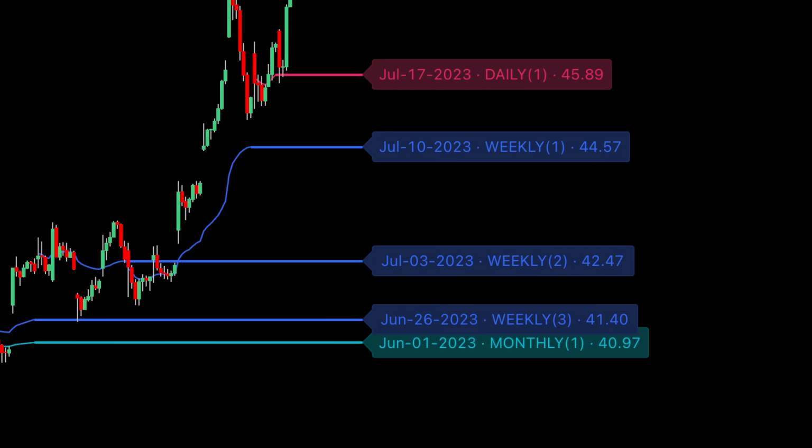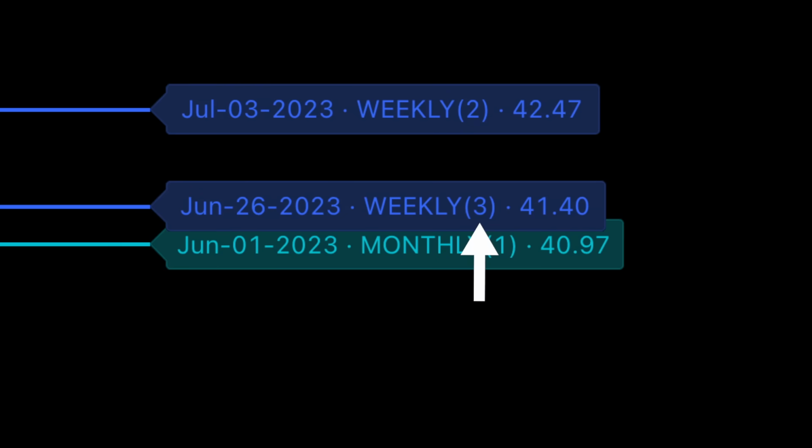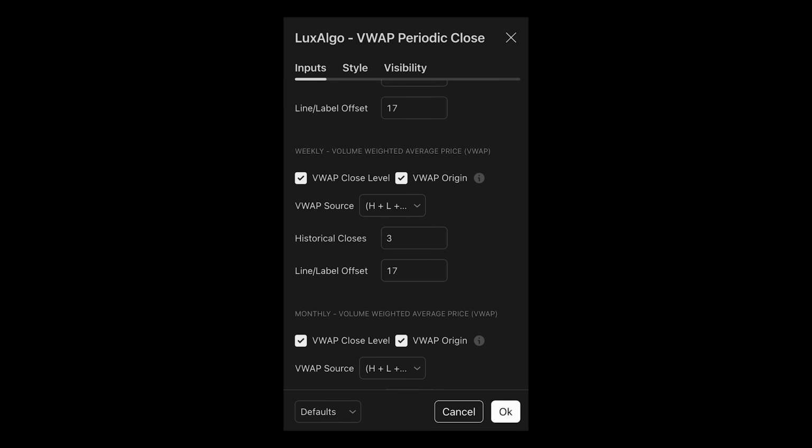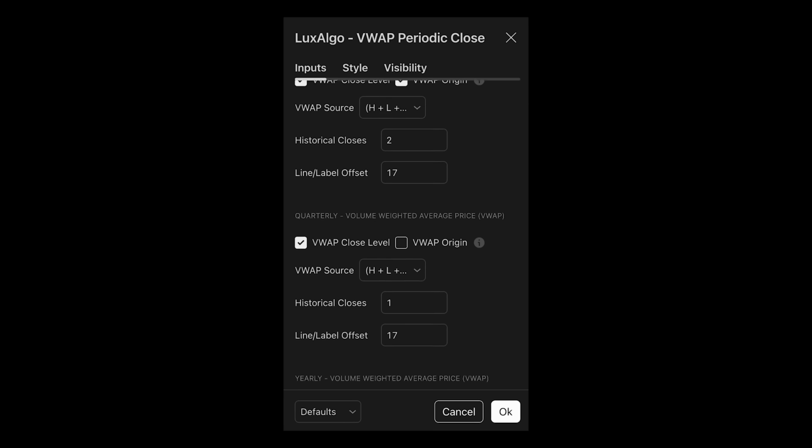They're color-coded for quick recognition, and right next to each level you'll spot a label showing three things: the start date of the VWAP, the period it's based on, and the current price level. Now here's a cool detail. Beside each period, there's a number. That number tells you the look-back depth. So if you see weekly 3, that means the VWAP line is calculated from 3 weeks ago. Super helpful for context.